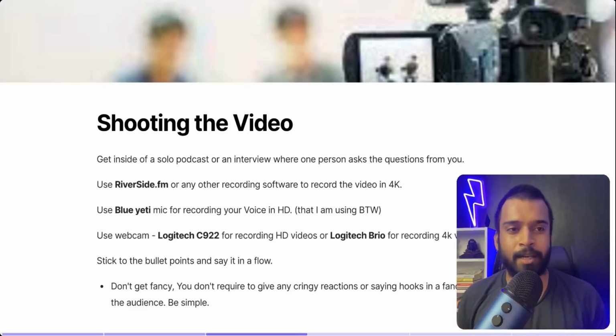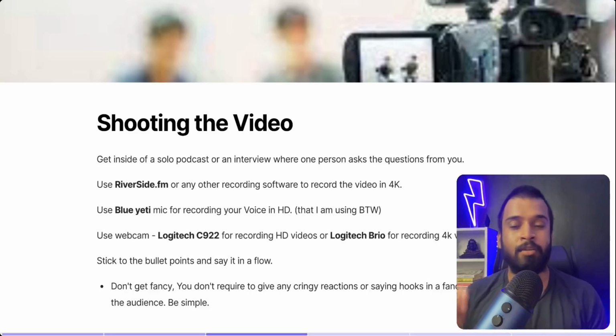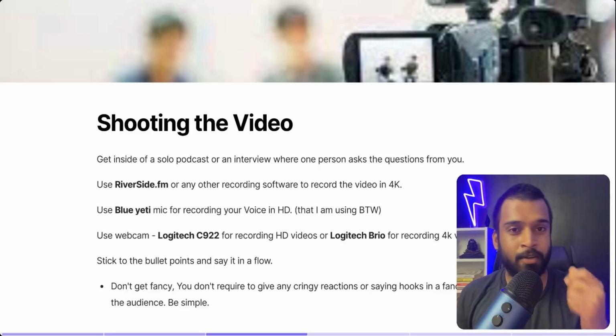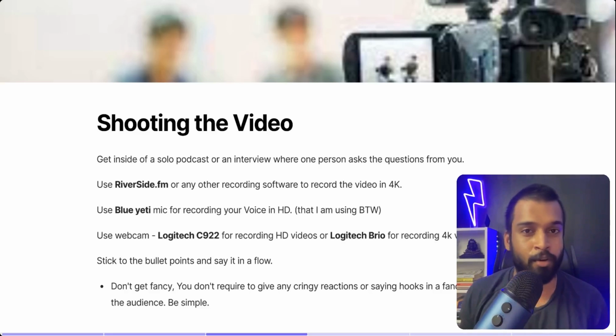The next thing is the shooting of the actual video. You have written down the script, you have the 60 topics ready, you have written down the complete script. Now is the actual time to shoot the video. What you need to do is get inside a solo podcast or an interview where one person asks you the question and you are the one delivering the answers. You can use Riverside.fm for recording the question and answer format, and you can use any other software of your choice.